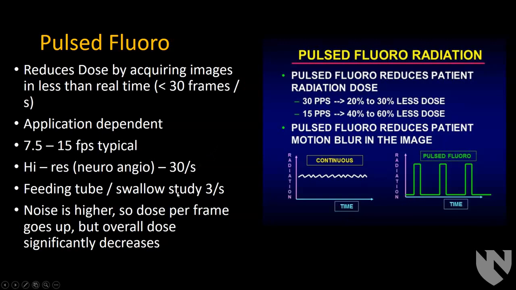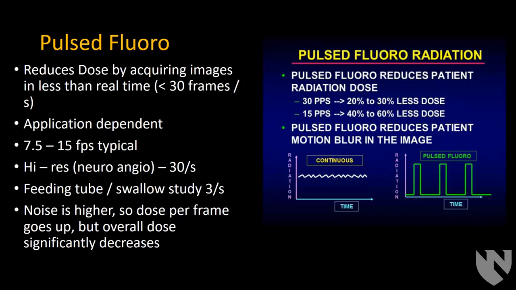Something that might require a lot of time resolution, like neuroangio, where seeing a particular vessel at just the right time is very important, you might do at 30 frames per second. Whereas if you're doing something like advancing a feeding tube, you don't need a lot of frames per second, so you could do 3 frames per second. That would really lower your dose.